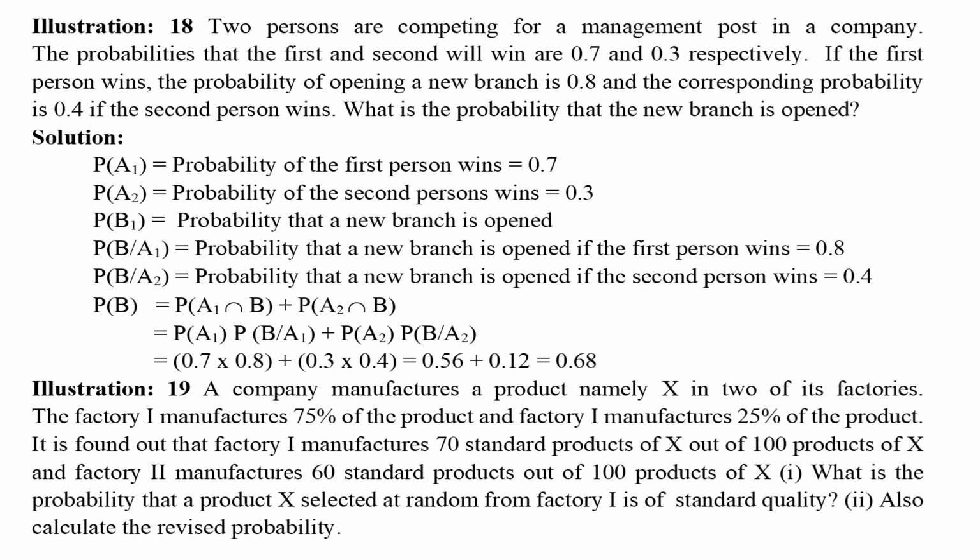Illustration 18. Two persons are competing for a management post in a company. The probabilities that the first and second will win are 0.7 and 0.3 respectively.